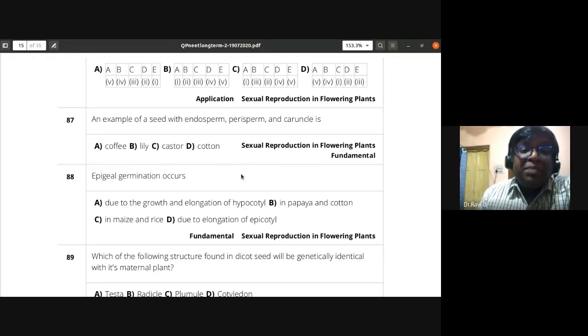88th, epigeal germination. See, hypogeal germination occurs in monocots. Epigeal germination occurs in dicots. So where do they take place? Here the example you can quote, B is the answer. In papaya and cotton, epigeal germination occurs because they are dicotyledonous plants.